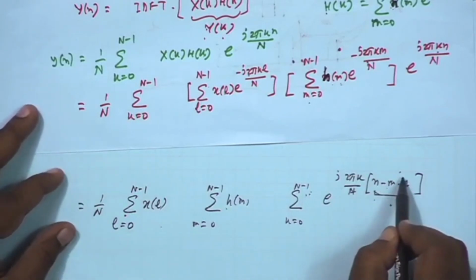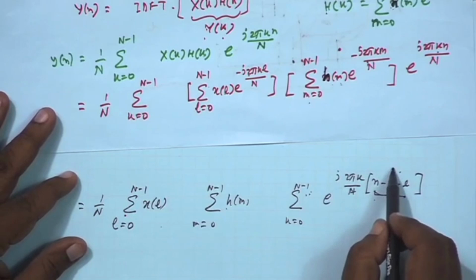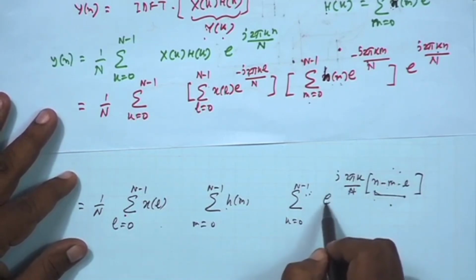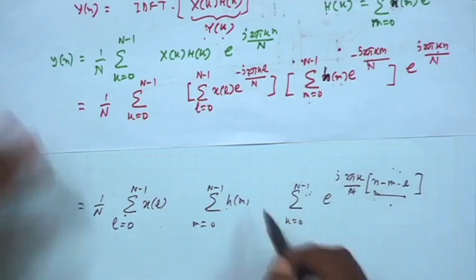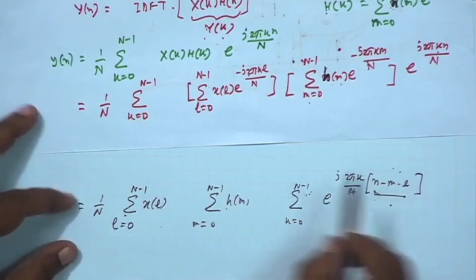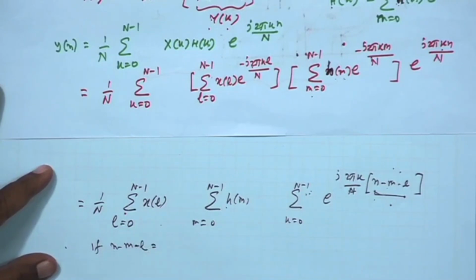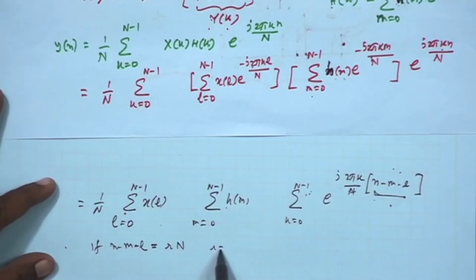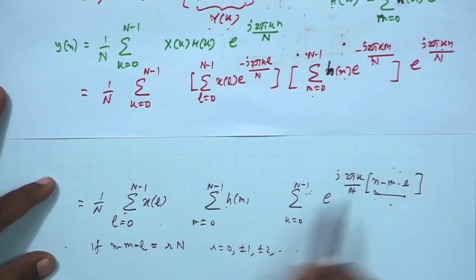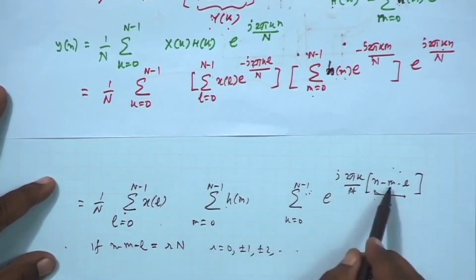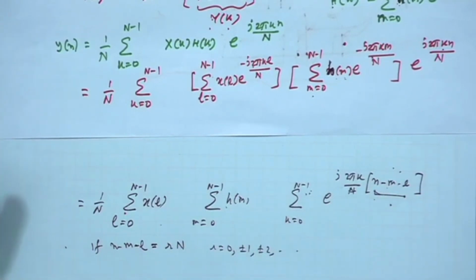If this is minus capital N, even there is no problem. Minus capital N means e to the power minus j 2 pi k, which is again 1. So, same thing. So, when the summation, if n minus m minus l is some r times N, where r can be 0, plus minus 1, plus minus 2 and so on. That is, if it is 0, n minus m minus l is 0. If it is 1, it is capital N. If it is minus 1, minus capital N, and so on and so forth.